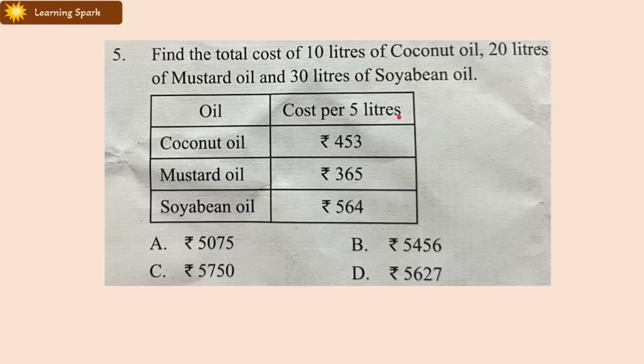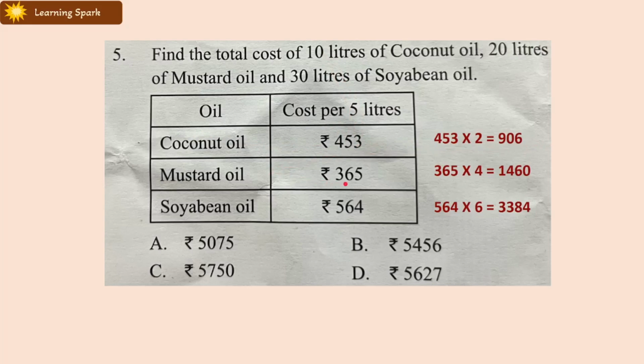So we have to multiply and add each one of the individual items. Let's take one by one. For coconut oil, the cost of 5 liters is 453. So 10 liters will be 2 times. So 453 into 2, which is 906.